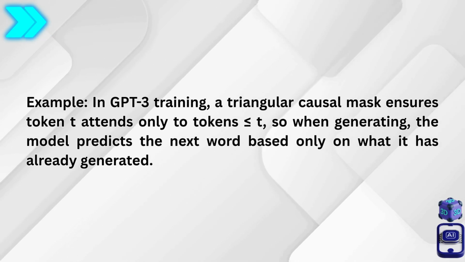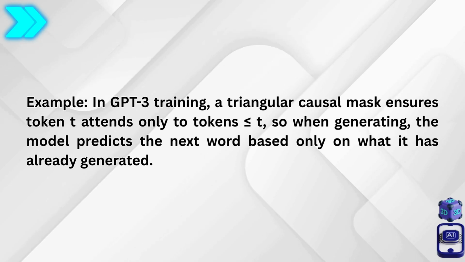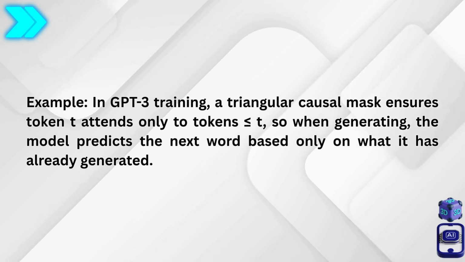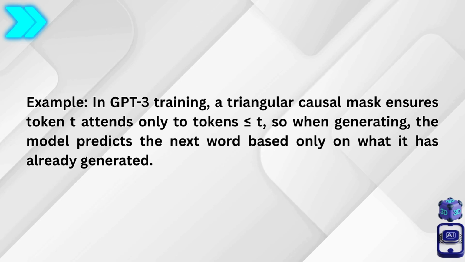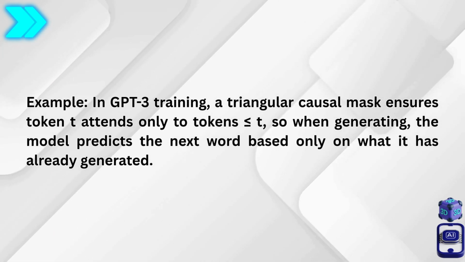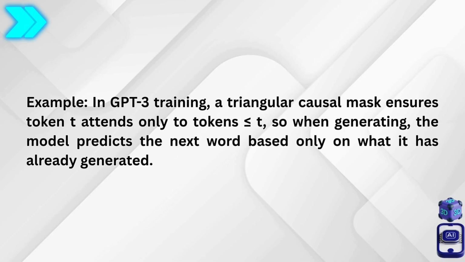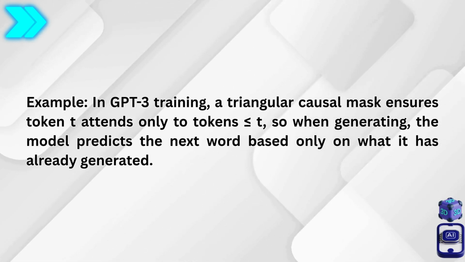Example: in GPT-3 training, a triangular causal mask ensures token T attends only to tokens less than or equal to T. So when generating, the model predicts the next word based only on what it has already generated.